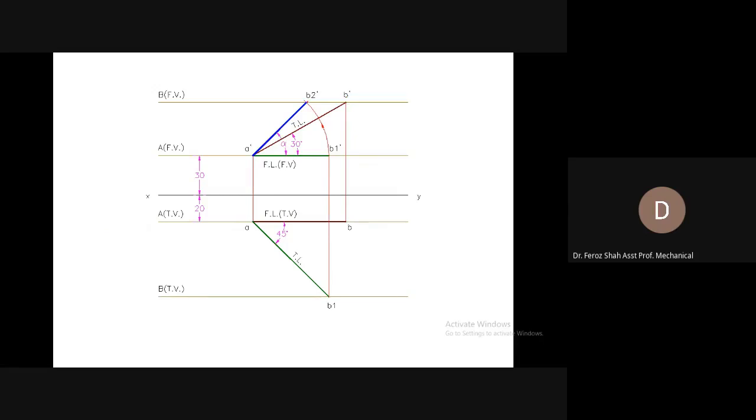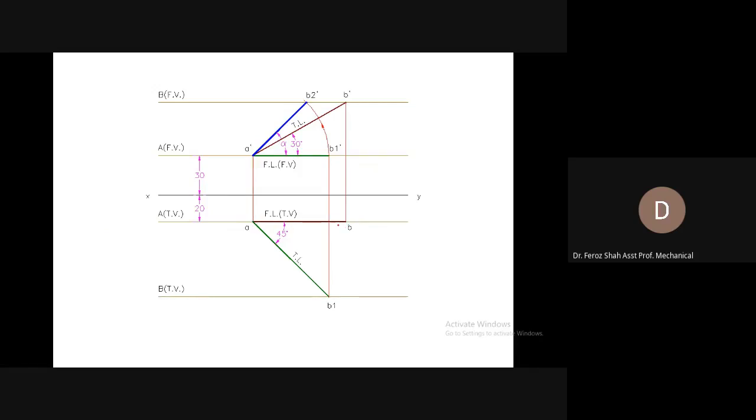So join the intersection point with the end A dash. So this is the final front view, and this is the apparent angle alpha, which is greater than the angle theta.